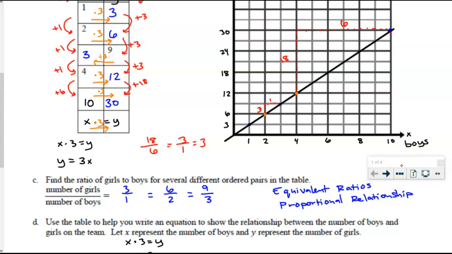Okay, how am I going to use the graph? Let's focus there first. How am I going to use the graph to answer this question? Let's see some hands. Carter?